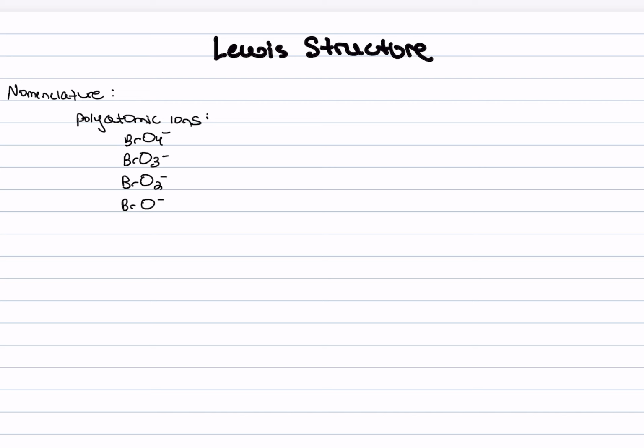There are several important polyatomic ions to know, and these include perbromate, bromate, bromite, hypobromite, carbonate, cyanide, oxalate, and nitrate, along with ammonium.